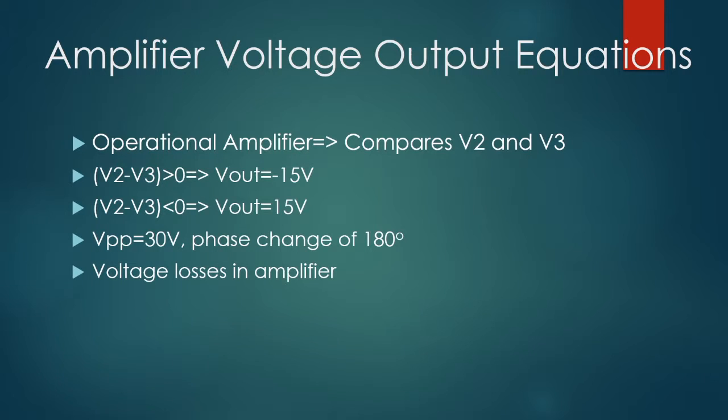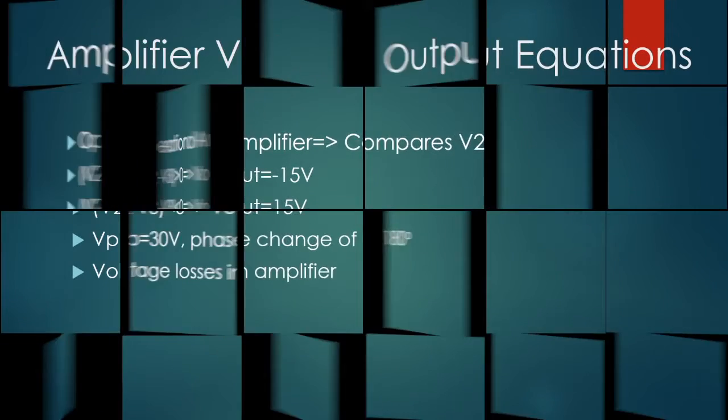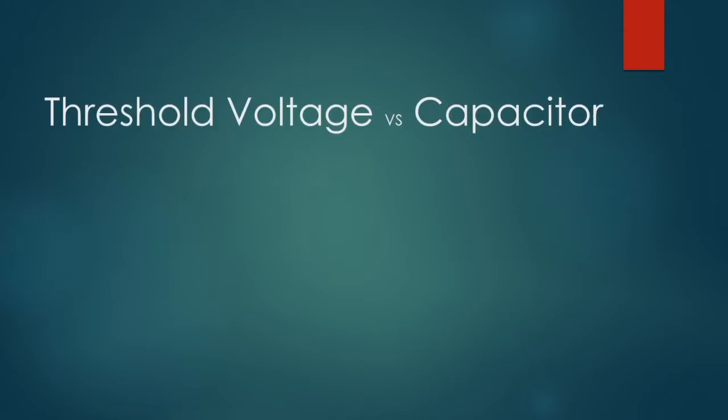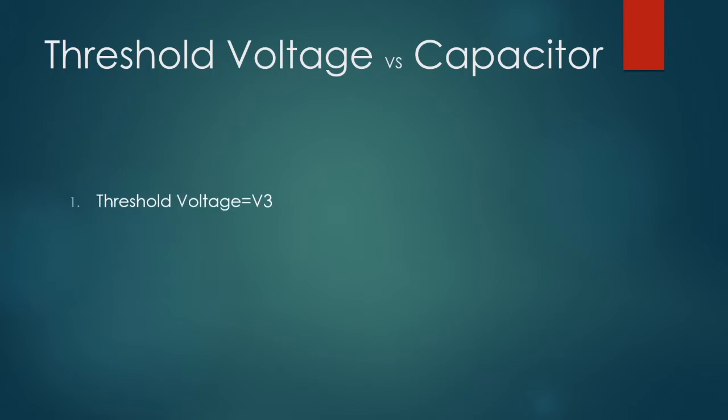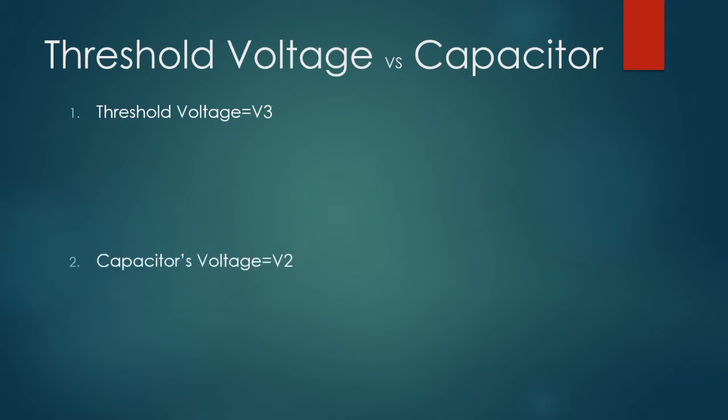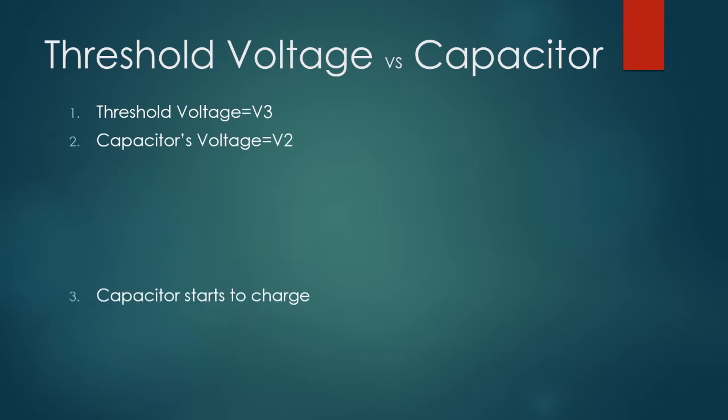There's a problem here. At voltage output, we expect voltage output at 30 volts peak to peak, but as we are going to find out, we have about 28.4 volts peak to peak. This is because we have some losses in the amplifier. Threshold voltage is voltage input 3. Capacitor voltage is voltage input 2.